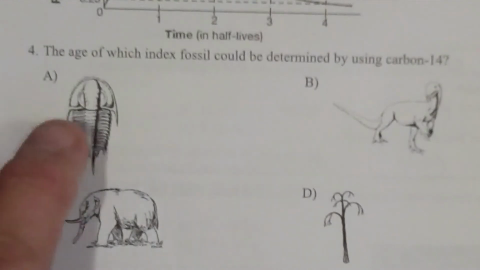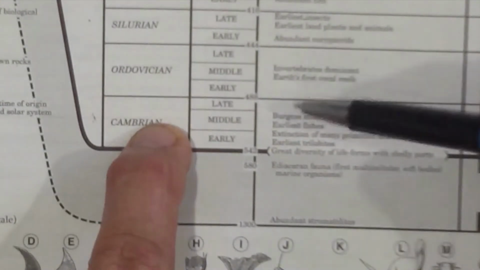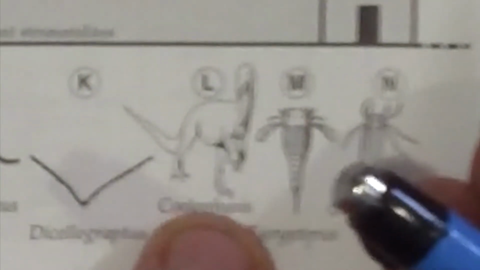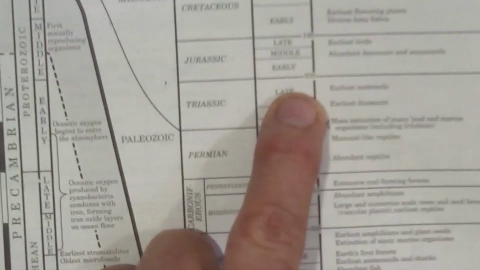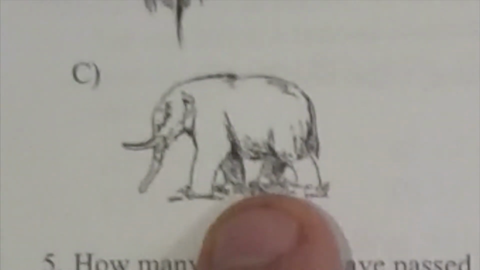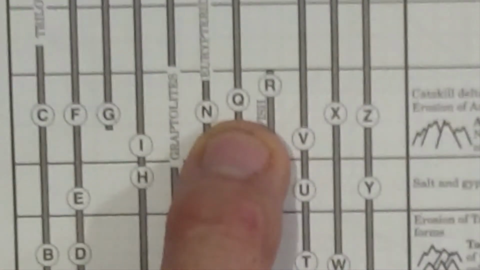In the index fossils referenced here, here's the trilobite. That brings me back to the Cambrian period, 488 million years ago plus. This one brings me to the Jurassic period, which is 200 million years ago plus. This one matches up with the Pleistocene period, which is a possibility. That's only 10,000 years ago. This one matches up with the Devonian period, which is 359 million years ago.